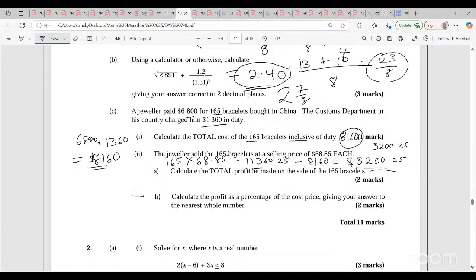All right, now let me see if you can do part B. It says, calculate the profit as a percentage of the cost price, giving your answer to the nearest whole number. If you get everything, guys, including this one, it means you would have gotten 11 marks in CXC. Trust me, guys, CXC is not that hard. We don't know what is coming, but if we prepare, then it's not that hard. Preparation is the key.